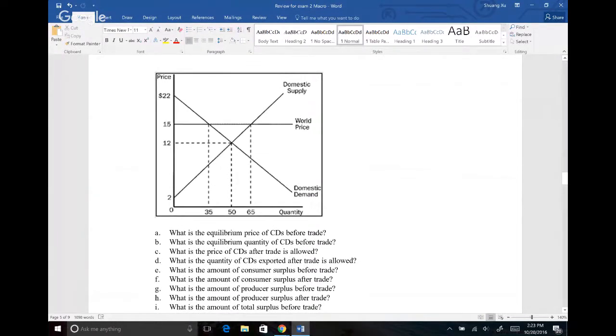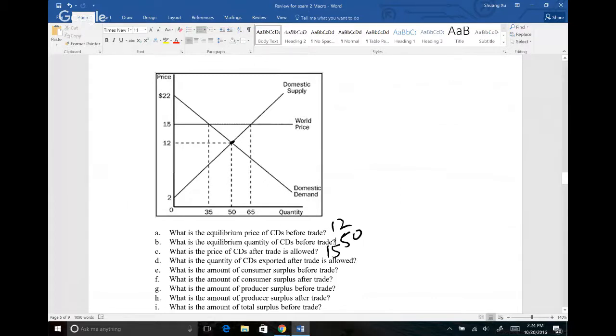So first question, what is the equilibrium price of CD before trade? So before trade, look at your supply demand. And just like before, this intersection is our equilibrium. And then the price for it will be at $12. And then the quantity for it will be at 50. So before trade, price of 12, quantity of 50. And then what is the price of CD after trade is allowed? Now, for this economy, the world price is $15, domestic price $12. Once you trade, your domestic price goes away, and then the world price becomes your new domestic price. So the new price after trade will be at $15.